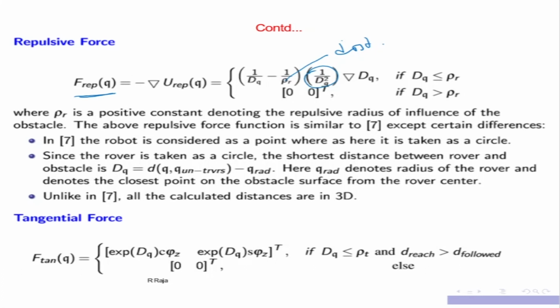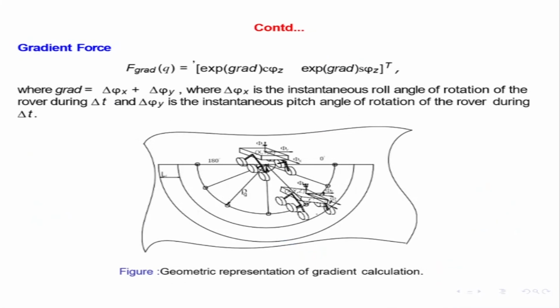Now the tangential force depends on dq, so the tangential force can depend on the case of a trap. Depending on whether there is a trap, where the robot is not able to go forward but has not reached the goal, a tangential force can be used. For example, there is an obstacle like this. The robot has come here, it has got caught. So at this point, a tangential force can be used to push the robot away and push it in this direction.